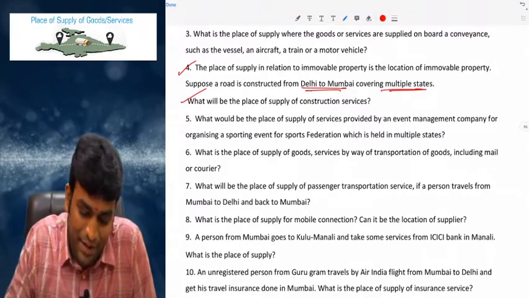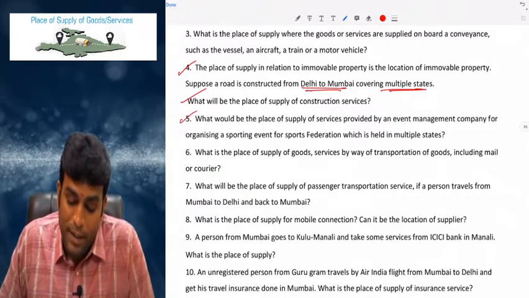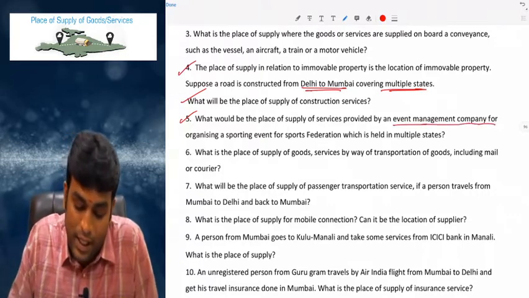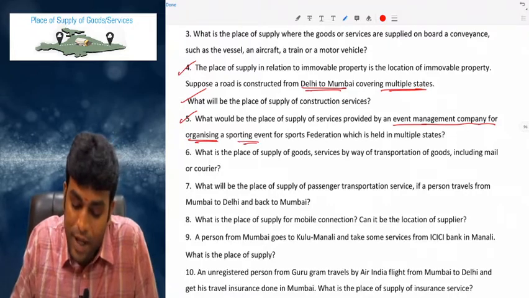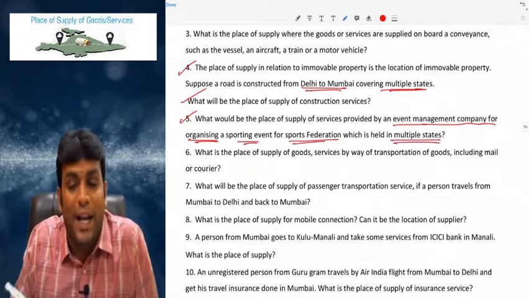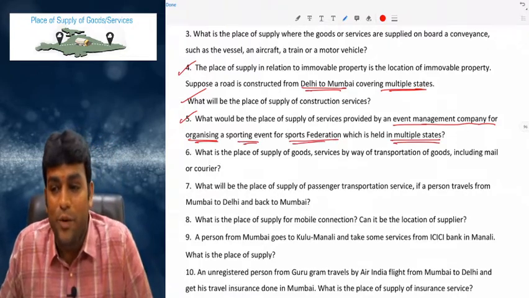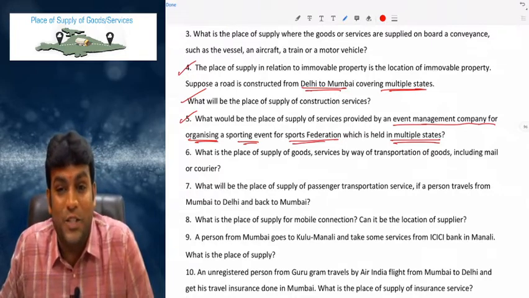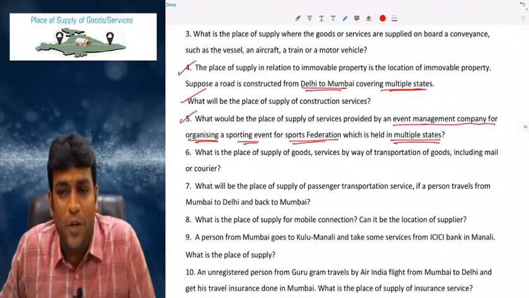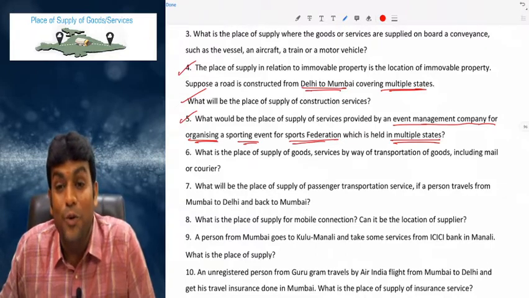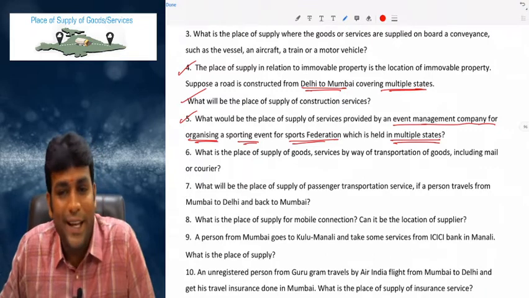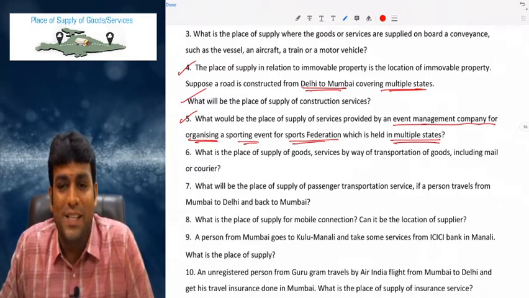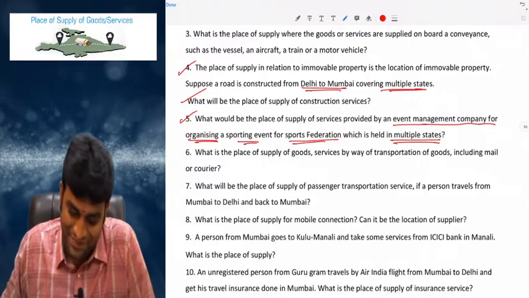Important. Then, the 5th one: what will be the place of supply of services provided by an event management company for organizing an event for a sports federation, which is to be held in multiple states? POS will be each of the respective states in proportion to value as per contract or agreement. And in the absence of contract or agreement, what is the answer? Rule 5 will apply, which says follow GAAP. GAAP stands for Generally Accepted Accounting Principles. That's it.